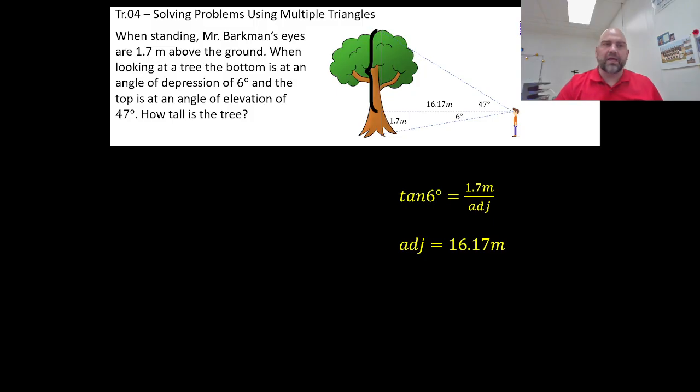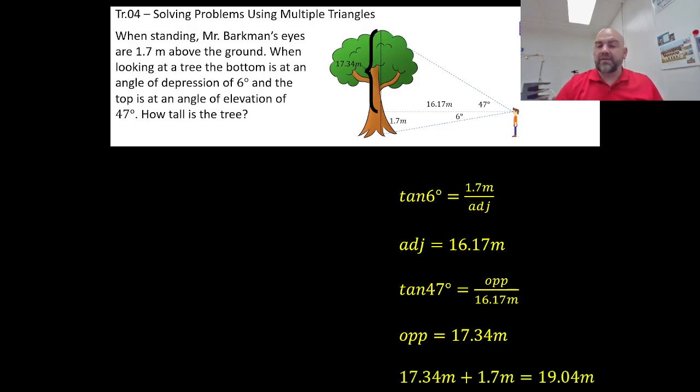So we can look at this part right here, which again is going to be the opposite side of this triangle. We have the adjacent now. We're going to find the opposite. So let's plug them in again using tan, and we get a measurement of 17.34 meters. Now be careful when you solve for the height of the tree. The 16.17 is not part of the height. The 1.7 is, and so we add those two together and we get that our tree is 19.04 meters tall.